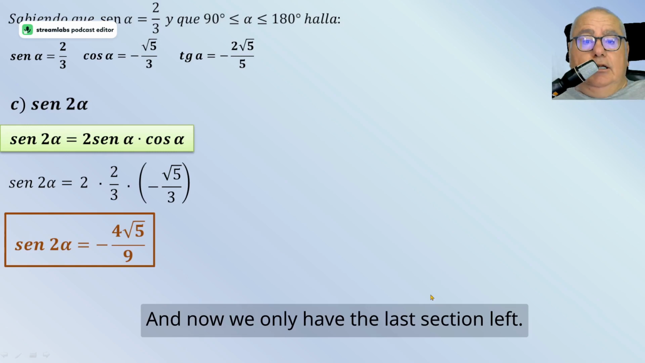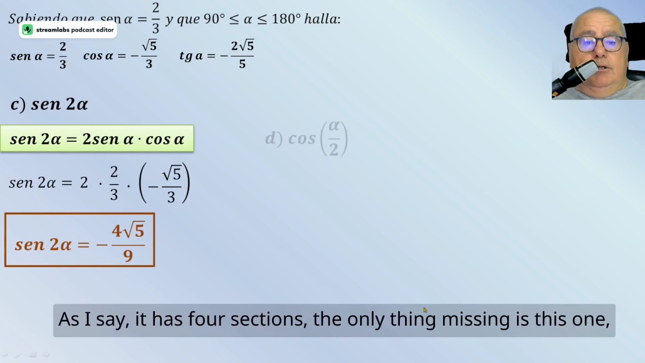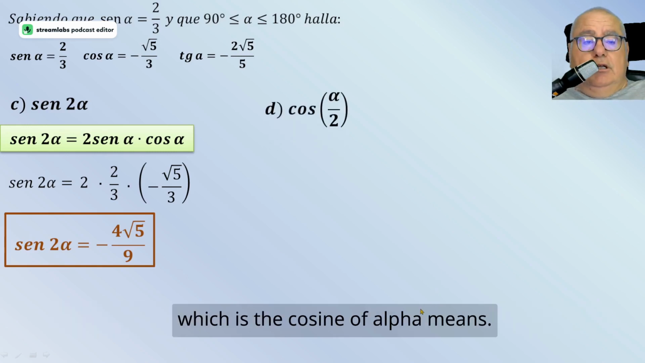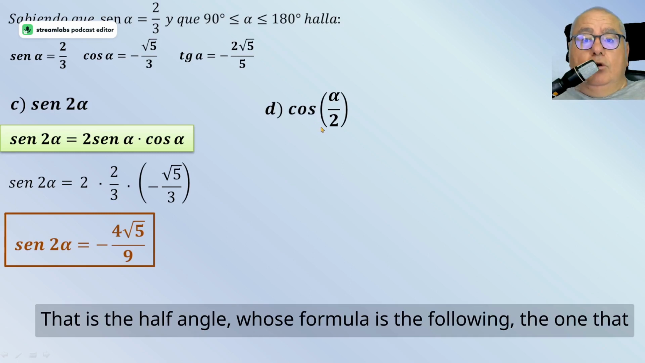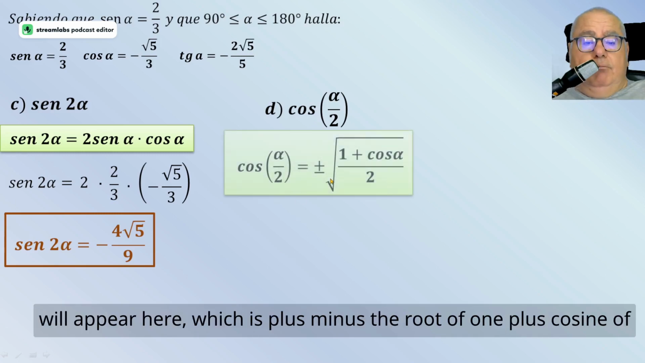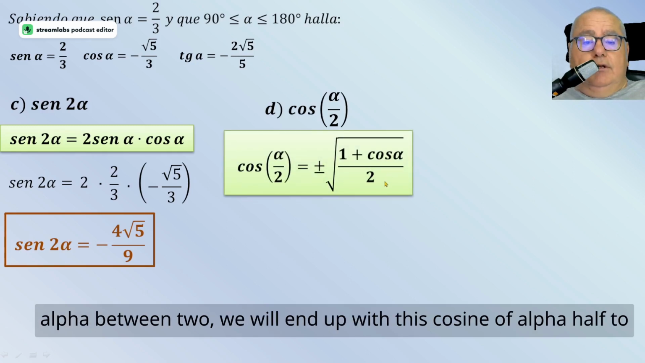And now we only have the last section left. As I say, it has 4 sections. The only thing missing is the cosine of alpha half, that is the half angle, whose formula is the following: plus or minus the root of 1 plus cosine of alpha, between 2. We will end up with this cosine of alpha half equal to the root of 1 plus minus root of 5 thirds, all between 2.